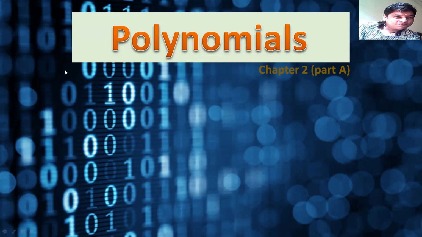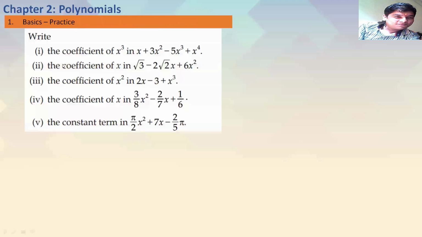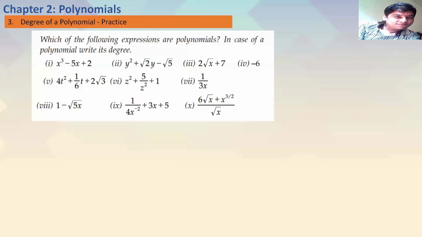Check whether the expression is a polynomial or not, and tell its degree. You understood the meaning of degree, right? What is the degree of a polynomial? The highest power. And the powers will always be positive, all positive integers, or you can say whole numbers. Very good. Coefficients we understood. We understood degree.